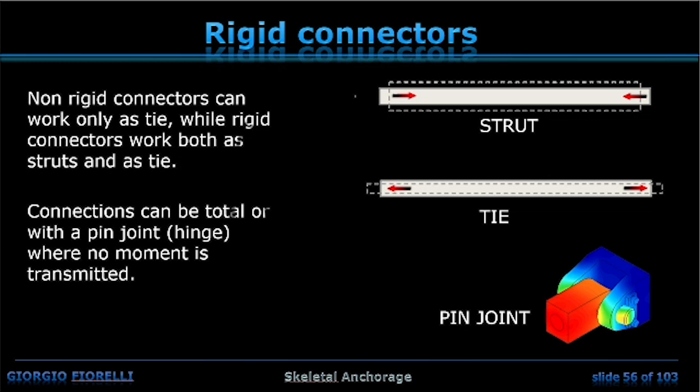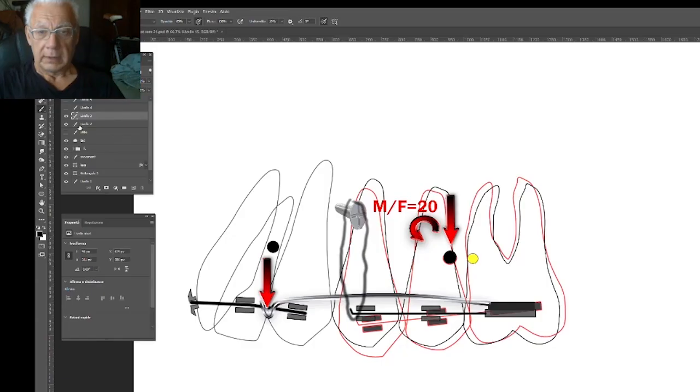Personally, I would recommend every time you use a TAD as indirect anchorage to make a connection through a strut, so use a rigid connector and prevent any kind of transfer of force from the reactive unit to the TAD. In this case, it was proposed to use a tie, and the tie has a lot of limitations that now we have to see.